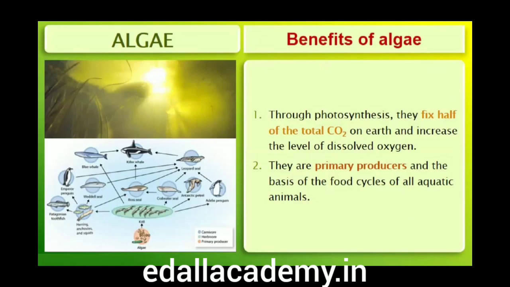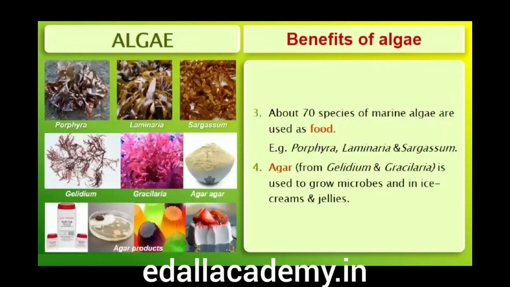At least half of the total carbon dioxide fixation on Earth is carried out by algae through photosynthesis. Being photosynthetic, they increase the level of dissolved oxygen in their immediate environment. They are of paramount importance as primary producers of energy-rich compounds which form the basis of the food cycles of all aquatic animals. Many species of Porphyra, Laminaria and Sargassum are among the 70 species of marine algae used as food.